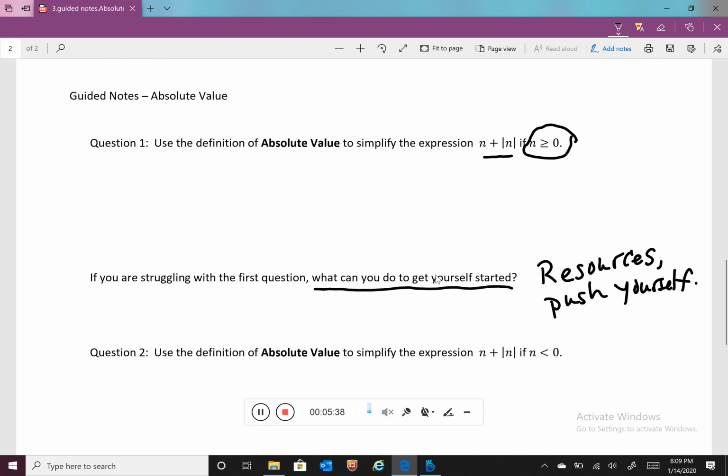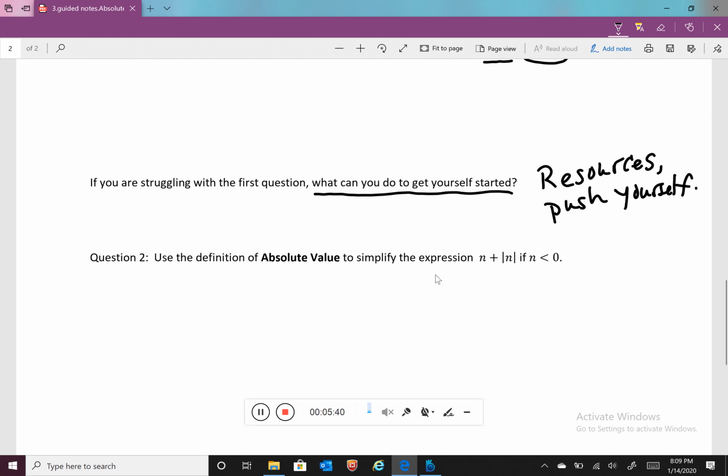And then you're going to have a second question, and it's the same exact question, but this time it is when n is less than 0, and that is meaning our number is negative.